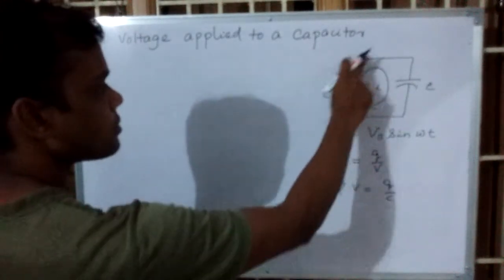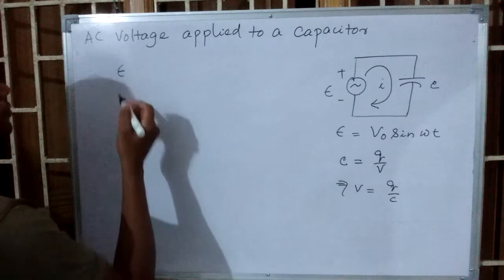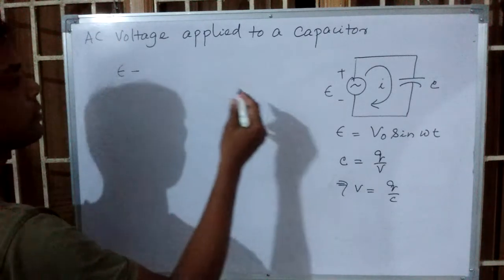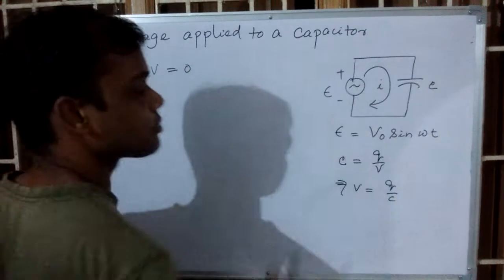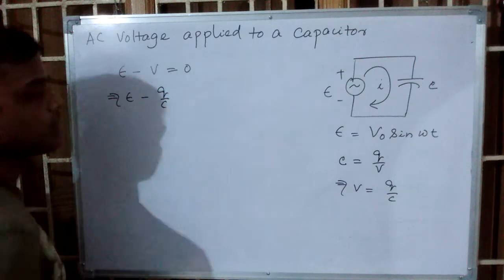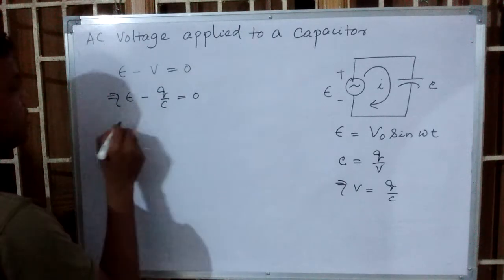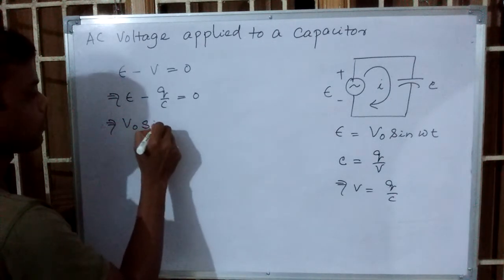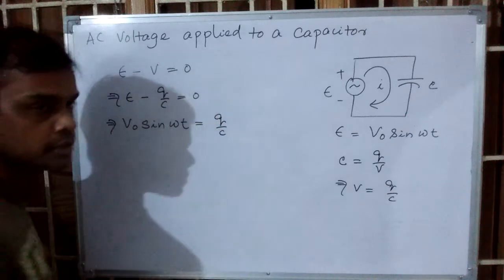So let us first apply the Kirchhoff's loop rule here, that is epsilon minus V is equal to 0, that is voltage across the capacitor. So what is V? Minus Q by C equals 0, which implies epsilon value is V naught sin omega t is equal to Q by C.